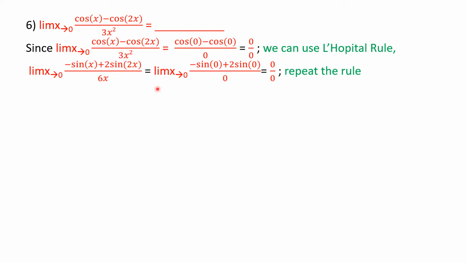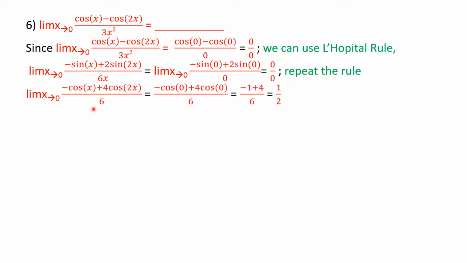Now we're going to plug in 0 for every x in this derivative too, and it's going to give us sine 0 plus twice sine 0 divided by 0, which is also 0 divided by 0. So we're going to have to go to another round and take the derivative again. The derivative of negative sine x is negative cosine x. The derivative of twice sine 2x is positive 4 cosine 2x. The derivative of 6x in the denominator is 6.